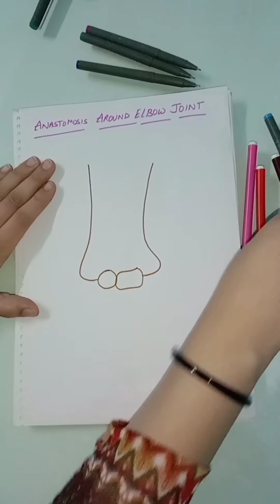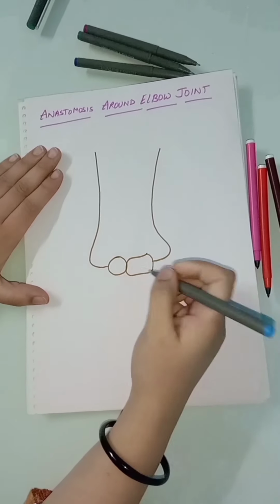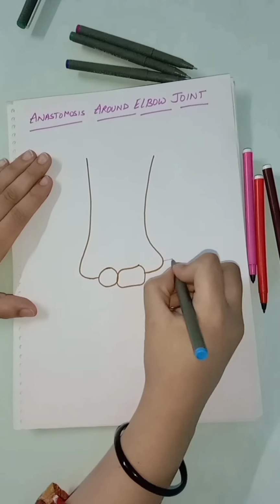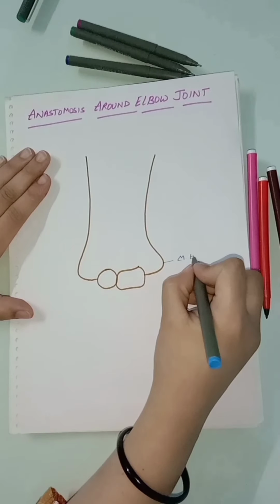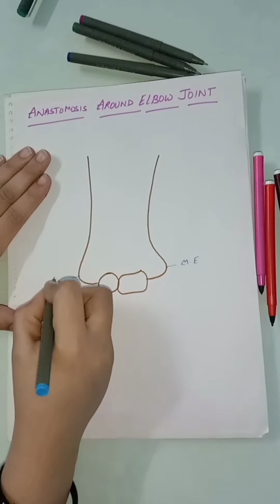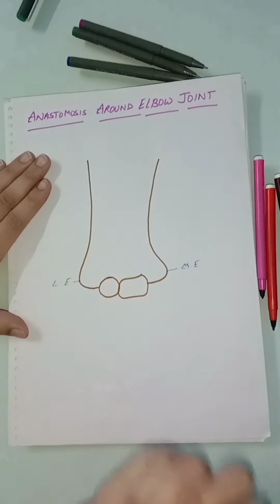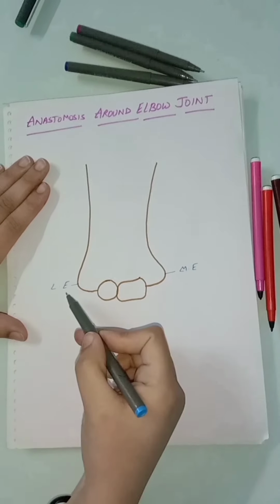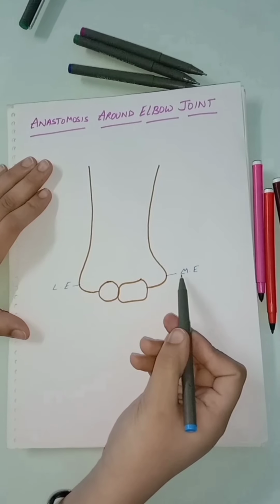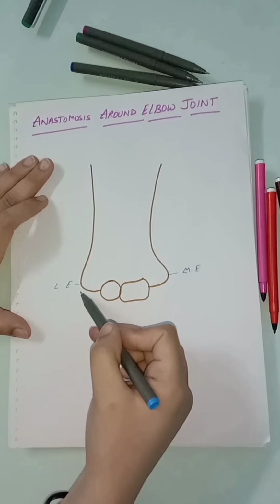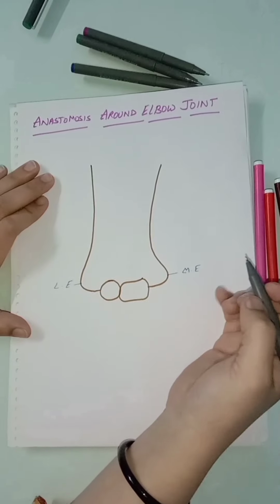This is the lower end of the humerus, which has two condyles and two epicondyles. This one is the medial epicondyle and this one is the lateral epicondyle. The medial epicondyle is more prominent than the lateral epicondyle.